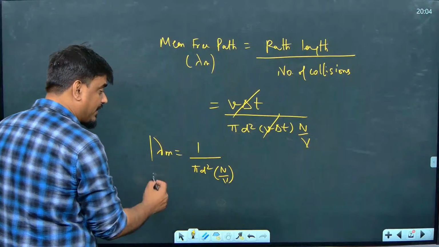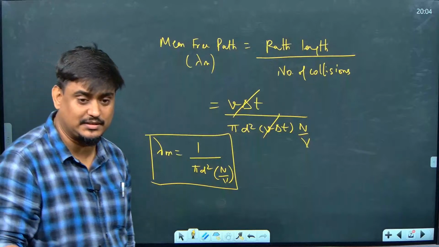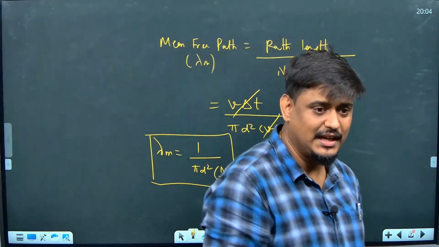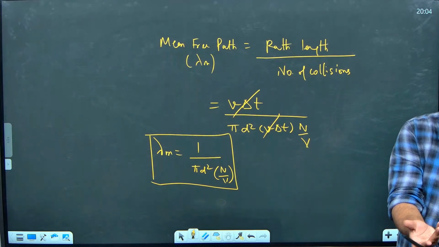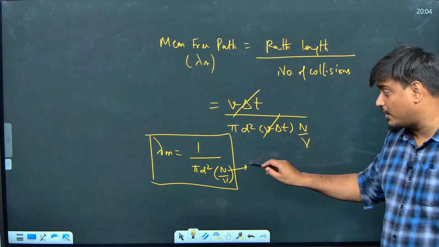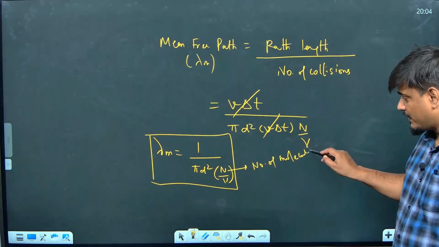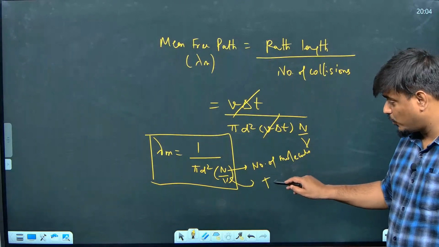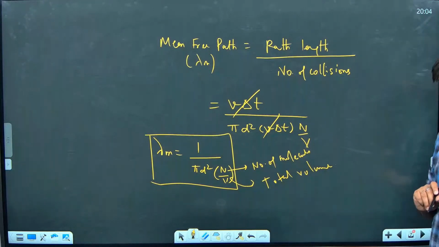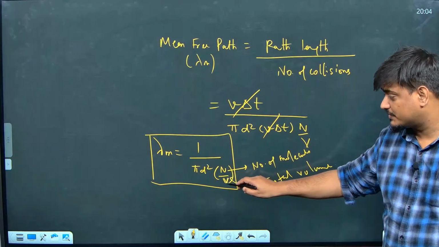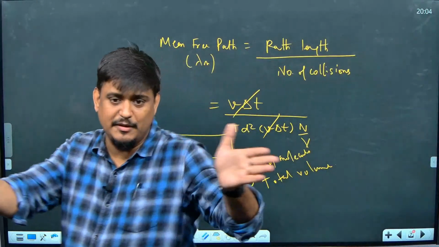So you get the value of lambda m as 1 by pi d square into n by V. Why am I writing n by V again and again? I can write small n also. You should not forget, small n is number of particles per unit volume, right? Number of gas molecules will be the number of collisions also, obviously. So capital N here is number of molecules and V is total volume. Please remember this. Obviously total volume covered by a particular gas in that mean free path.